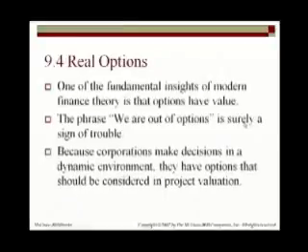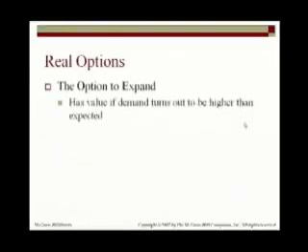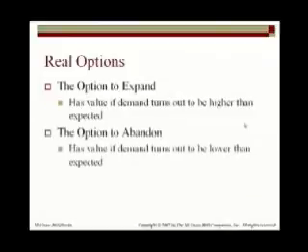Because corporations make decisions in a continuously changing environment, they have options, and let's consider some of those options. The first is the option to expand. If things are going well, we can say, let's gear up and double our capacity, or let's add some more capacity. The option to abandon. There's the old saying, don't throw good money after bad, or sunk costs are irrelevant, as we talked about. So when we talk about the option to abandon, if things are going badly and the future doesn't look good, there's no reason to continue going. We can always cancel a project.